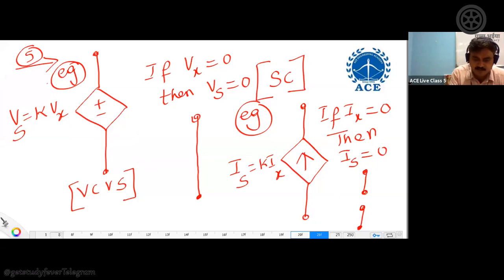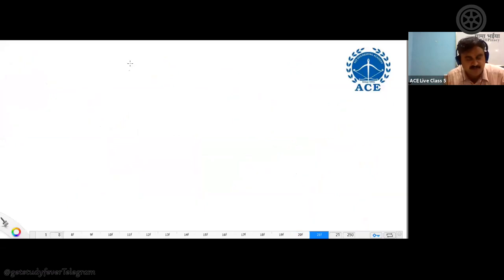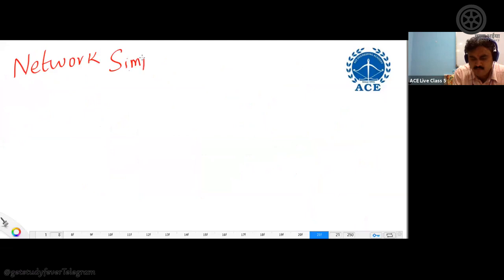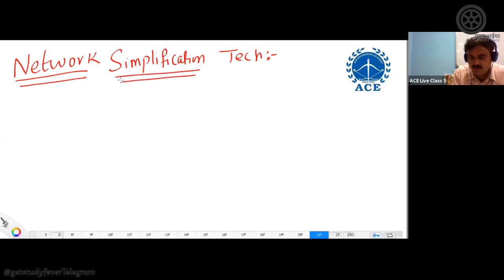Let's go for the next topic. So these are network element fundamentals. Now, network simplification techniques. Different techniques are there. We will see each technique one by one. First network simplification technique is series and parallel combinations.